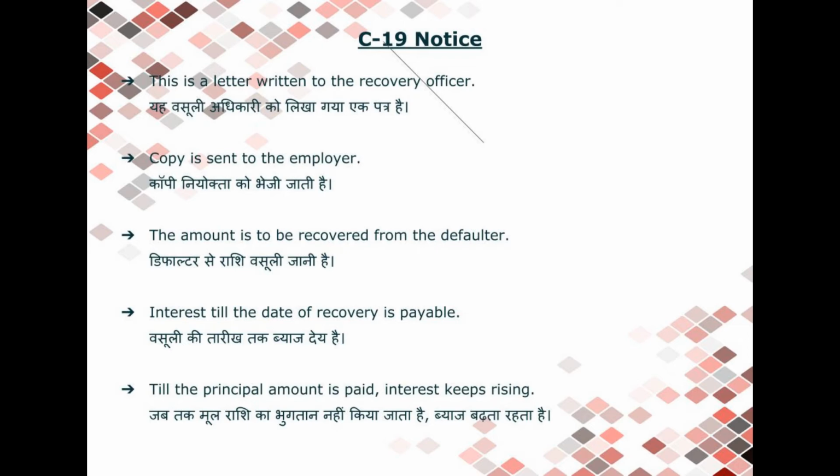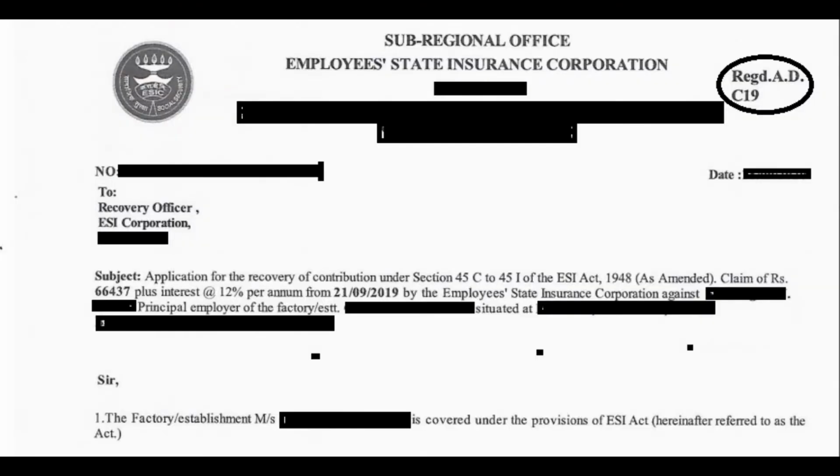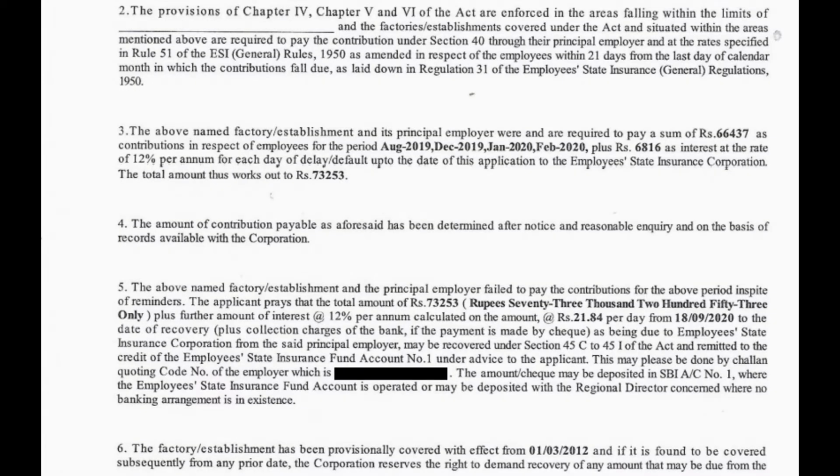So what is a C19 notice? A C19 notice is a letter written by the authorized officer of ESIC to the recovery officer of ESIC. A copy of it is sent to the employer. It says that the authorized officer has assessed so much amount of contribution payable by the employer, and that has to be recovered. After C18 actual, C19 immediately follows.